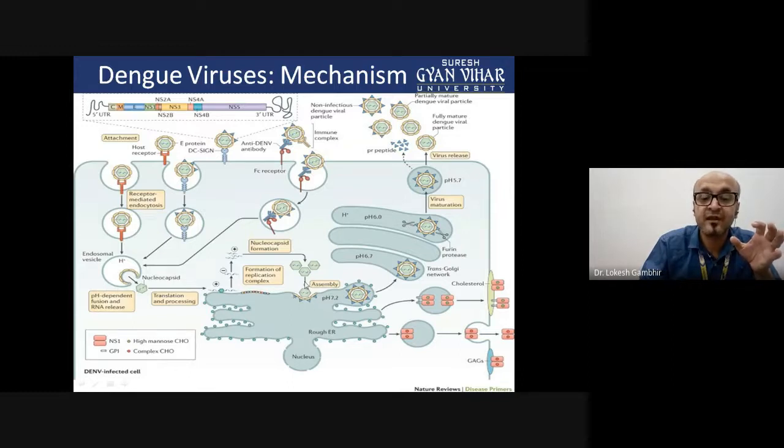The proteins which are present here, and what are those proteins? Those proteins are structural proteins. The three structural proteins. What are those three structural proteins? E, PRM, and C protein. The C protein has already formed the capsid, so the membrane contains only E and M protein.